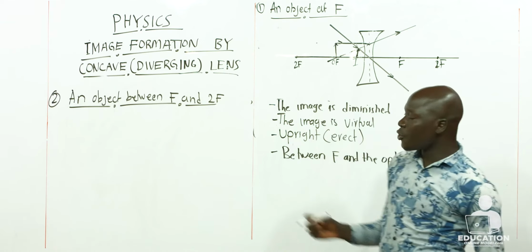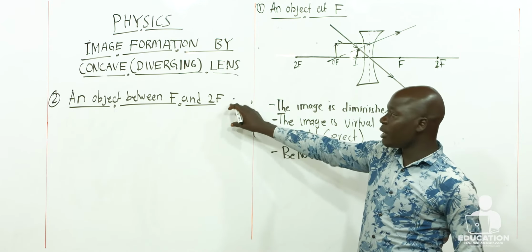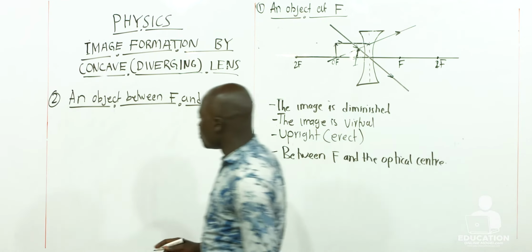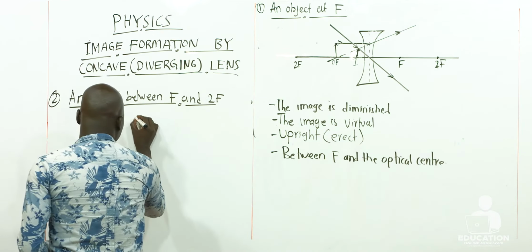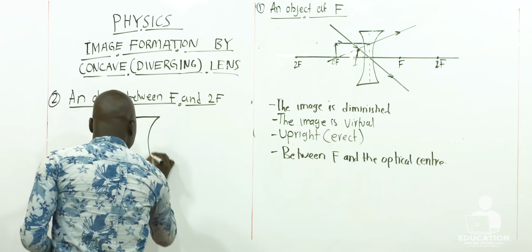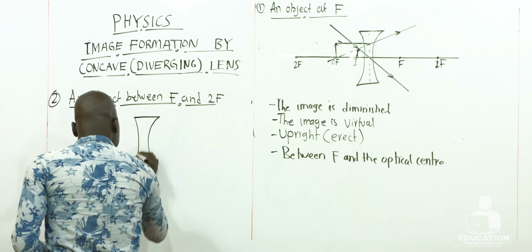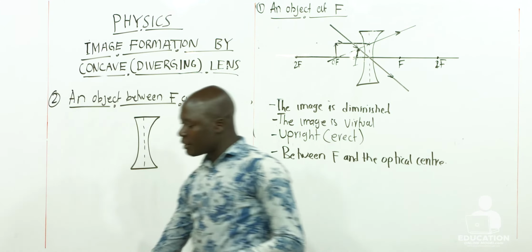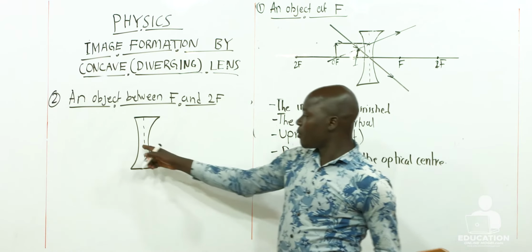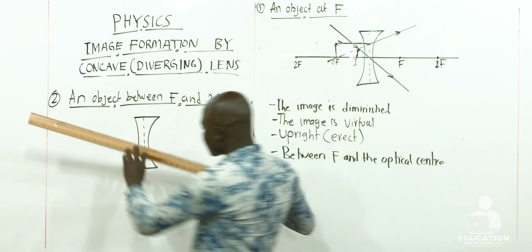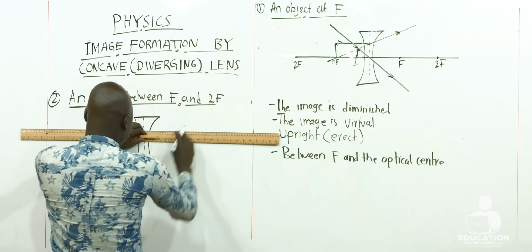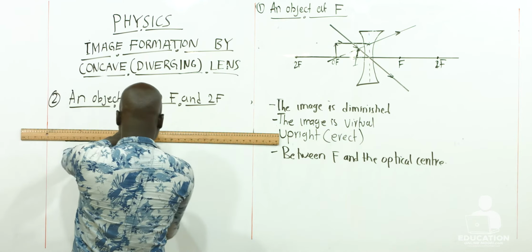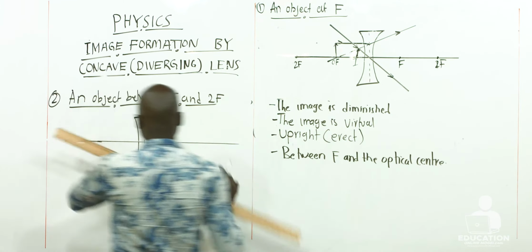So now let us also draw a ray diagram. Then we see where the image can be formed when the object is placed between f and 2f. Considering a concave lens still, this is a concave lens. Now if this is our concave lens, then a line through the optical center and the principal focus is called the principal axis of the lens. So this is the principal axis of the lens.